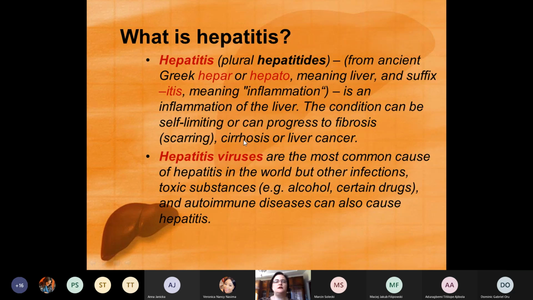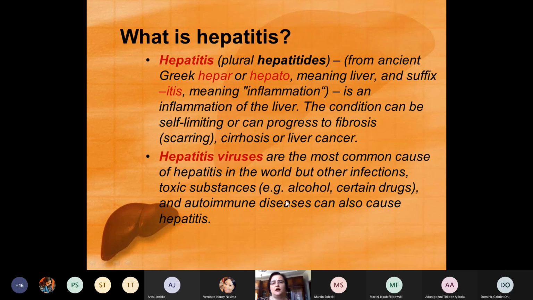Okay, now what is hepatitis? Hepatitis, in plural hepatitides, comes from the ancient Greek word hepar or hepato, meaning liver, and the suffix itis. Itis meaning what? Inflammation. I hope you remember. It's an inflammation of the liver. The condition can be self-limiting or can progress to fibrosis, scarring, in other words cirrhosis, and even to liver cancer.